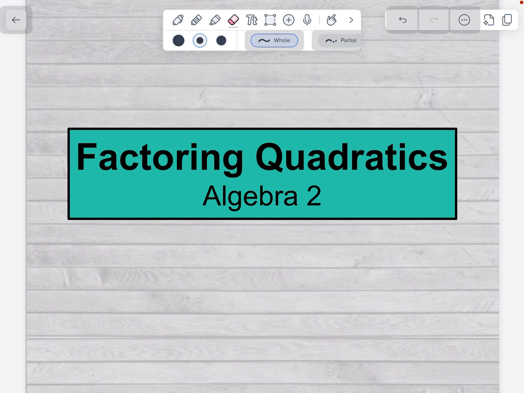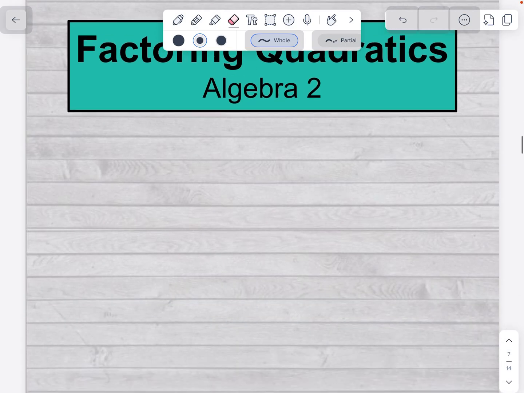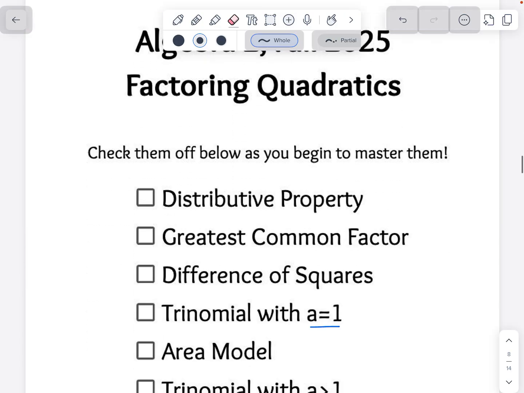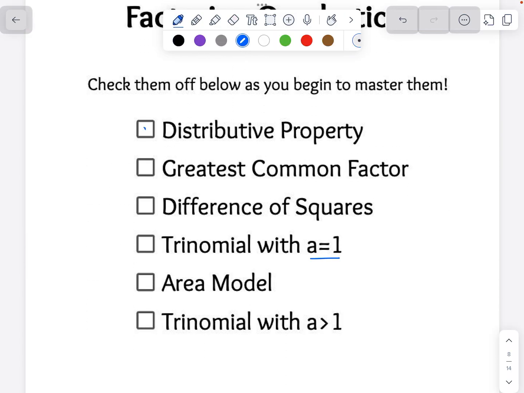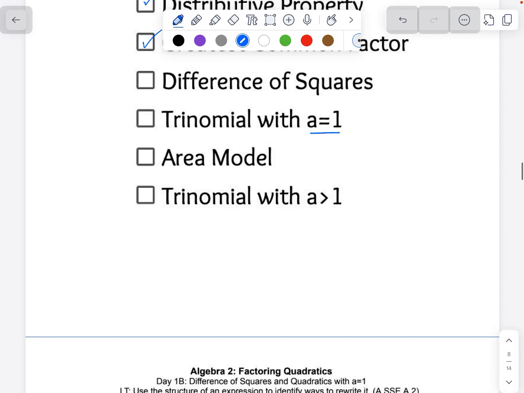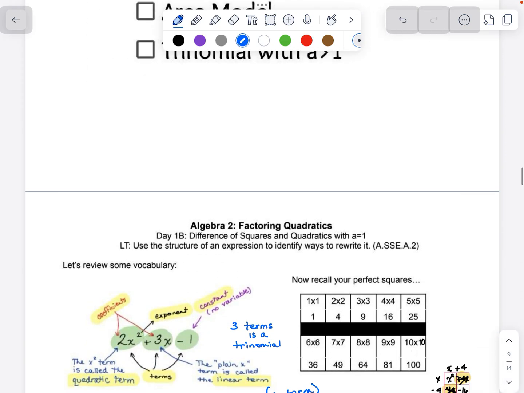All right, this is part 2 of our factoring quadratics mini lesson. This is typically taught in Algebra 1 and reviewed in Algebra 2. But for this video, in the first video, we looked at a review of the distributive property and factoring using greatest common factors. In this video, we're going to look at the difference of squares and how to factor a trinomial with a equals 1.